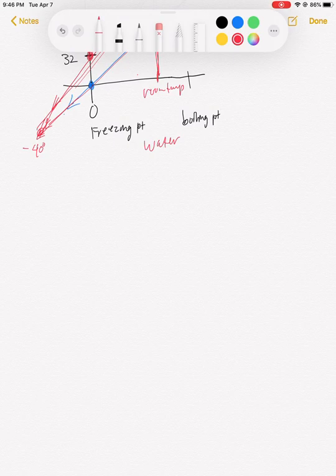Now, what we need to do is we need to convert. Okay, what is a conversion formula? So we're on part C now. What is this conversion formula from Celsius to Fahrenheit? So if I have a Celsius temperature and I want to convert to Fahrenheit, we take our Celsius temperature, multiply by 1.8, and add 32.